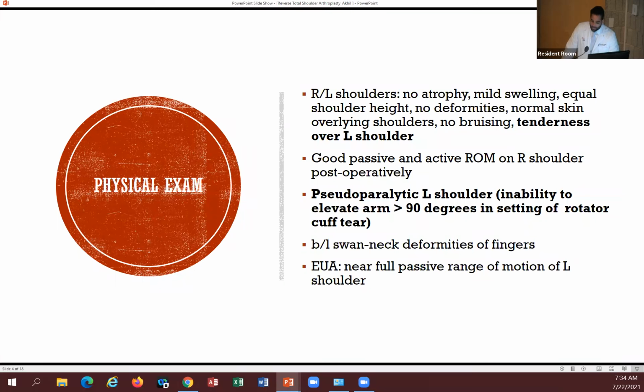She had very good passive and active range of motion on the right side of her shoulder. However, on the left side, she had a pseudoparalytic left shoulder, which essentially means that she had an inability to raise her left arm greater than 90 degrees in setting of a rotator cuff tear, which I'll speak about. Due to her rheumatoid arthritis, she also had splenic deformities on her hands bilaterally. And during EUA, I was able to notice that she had near full passive range of motion of her left shoulder. However, in terms of active range of motion, her left shoulder was pseudo-paralyzed.